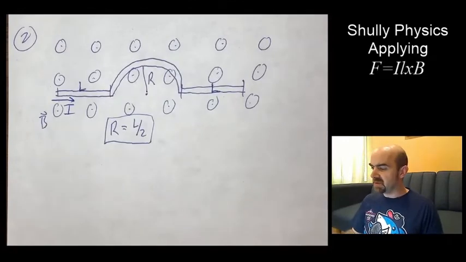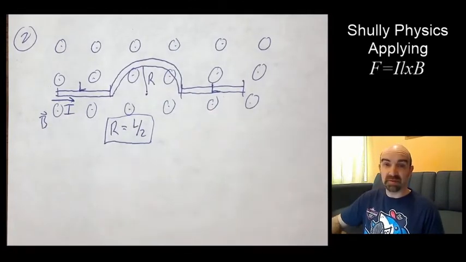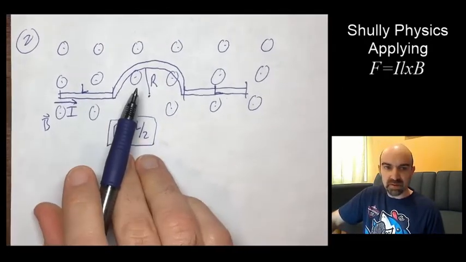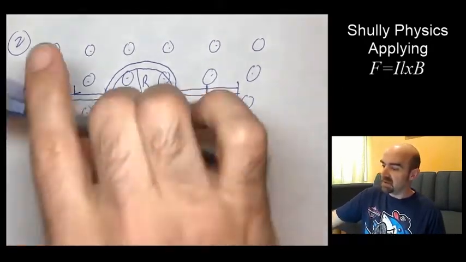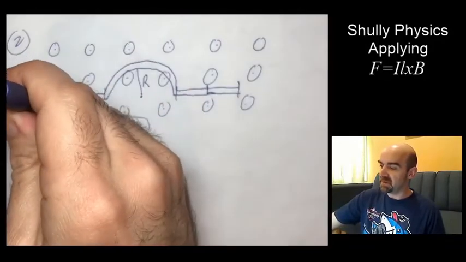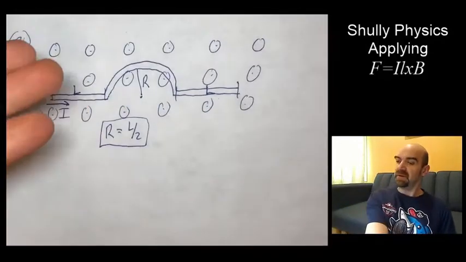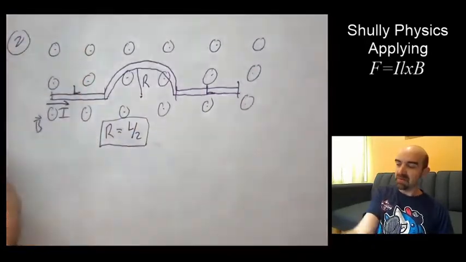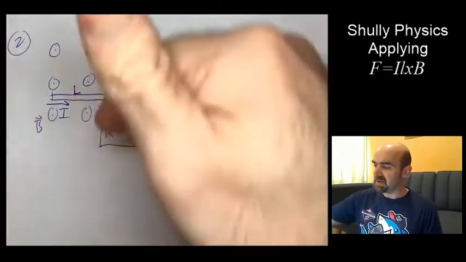All right, so how much force will be on each of these segments? We would just have, since the current is perpendicular to the magnetic field, current flows to the right, magnetic field is up. So that means we're going to have a right flowing current. My palm is facing the direction of the magnetic field. So that's going to be a downward force.